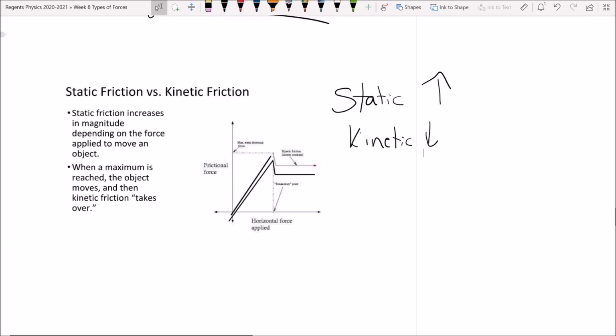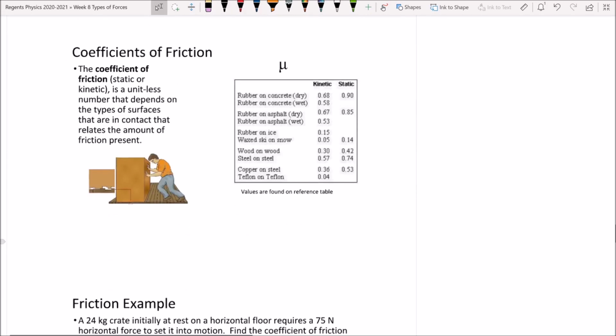So the coefficient of friction, here we have it, this mu, and these values are found on the reference table. It is a unitless number that depends on the type of surfaces that are in contact, and it relates the amount of friction that is present. So if you look at rubber on concrete, there's a kinetic coefficient of 0.68 and a static coefficient of 0.9. If the concrete is wet, look what happens to the coefficient of friction. It's smaller because there's less friction here. It's 0.58.